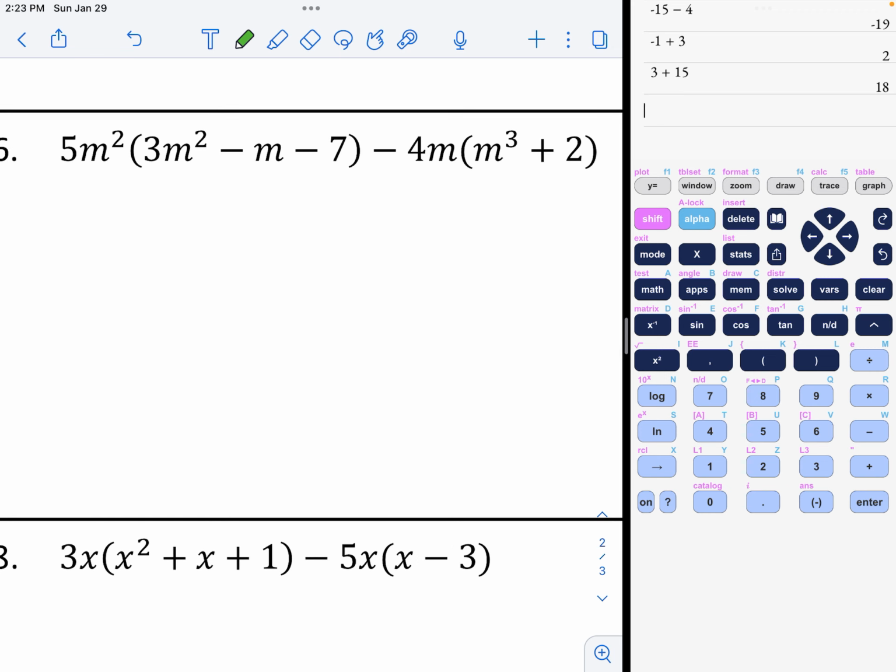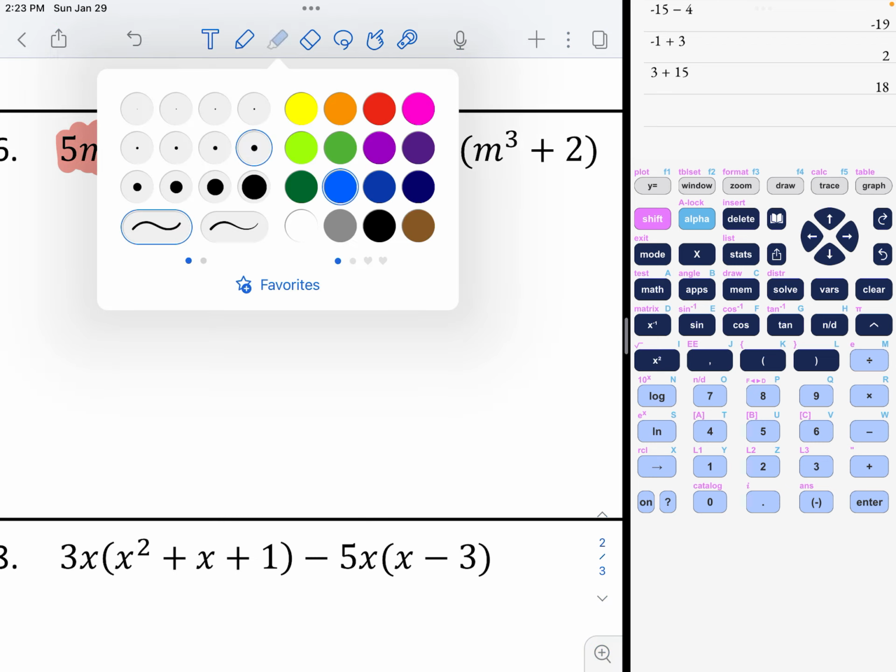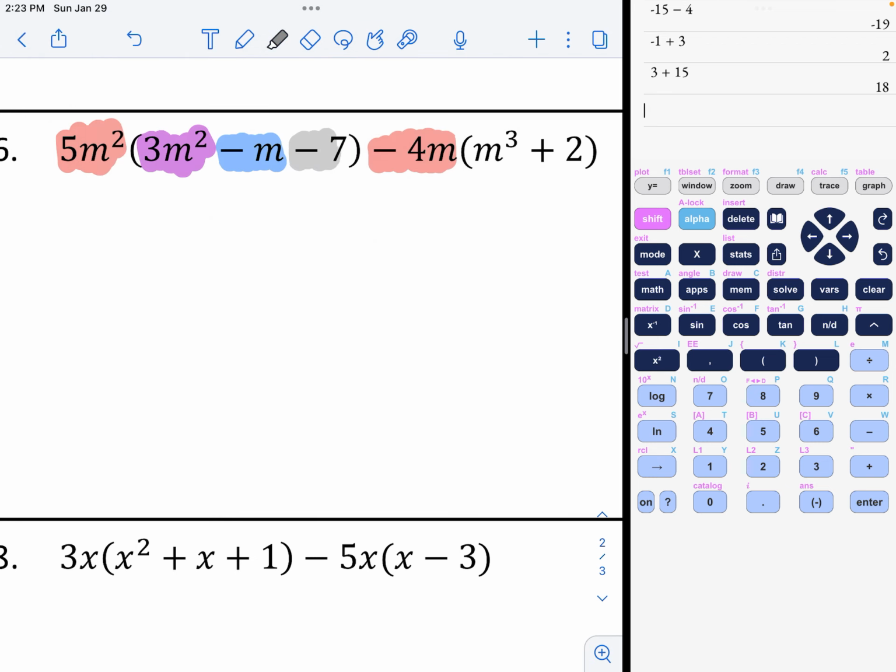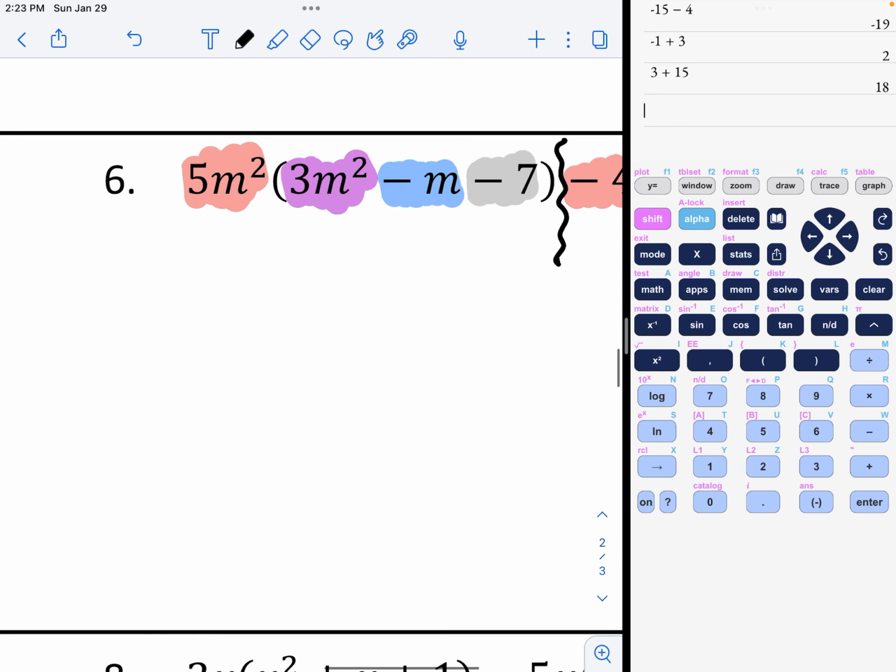All right, so I see a 5m squared in the front. That's going to need to be distributed. And I see a minus 4m squared that's going to get distributed. Let's talk about the first polynomial first. So we're going to have to multiply by 3m squared. We're going to have to multiply by minus m. Ooh, and then I'm going to need another gray. We're going to have to multiply by minus 7. Again, I'll deal with this in a little bit. I'm just going to deal with the first half here first.